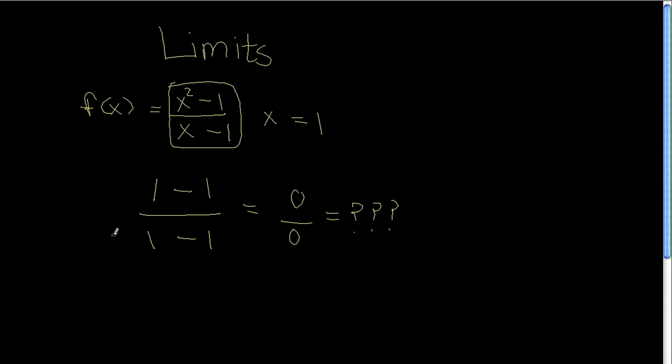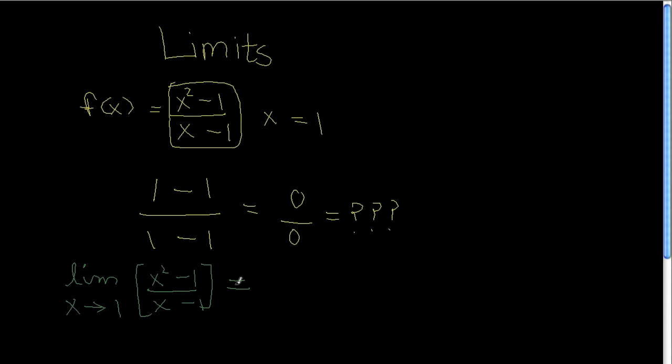Now, we can use limits for that. And limits are actually a very good tool for evaluating such functions. The basic notation for this is lim, and below it we write x approaches some value, which in this case is 1, and then we write our function, which is x squared minus 1 over x minus 1.